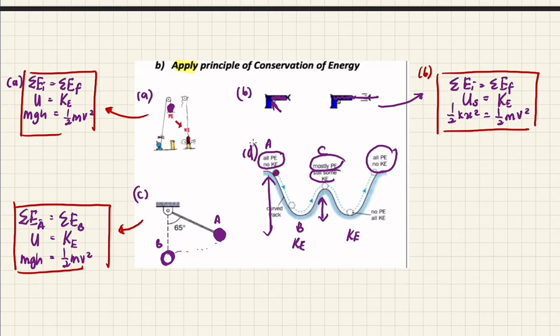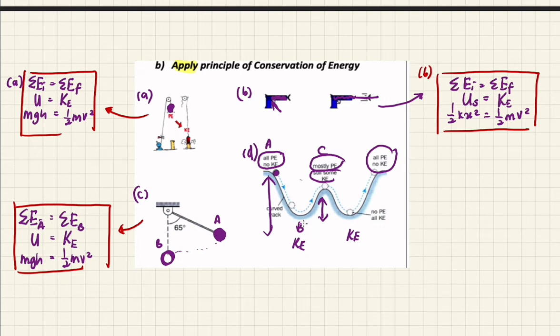So dekat setiap point ini, you can see the energy is transferred from one form to another. Okay, energy tu bertukar daripada potential ke kinetic, kinetic ke potential. Lepas tu ada kinetic sikit dan ada potential sikit. So the energy form is changing. Tetapi energy tu is not destroyed ataupun tiba-tiba muncul. No, it is transferred. Okay, so dekat sini you need to remember.